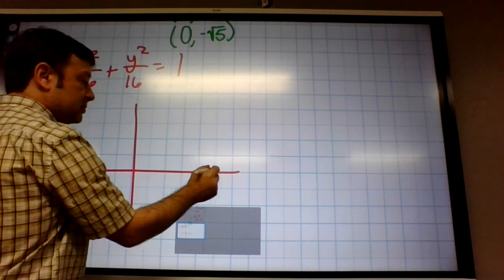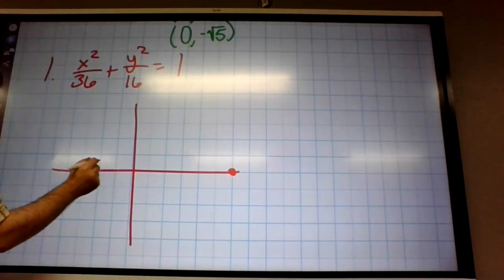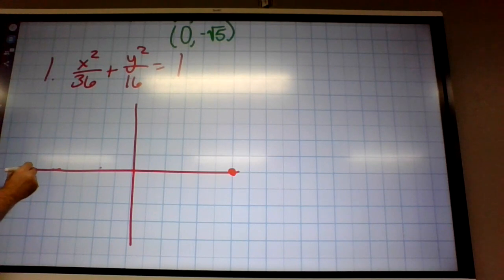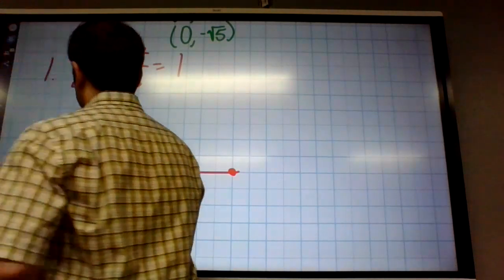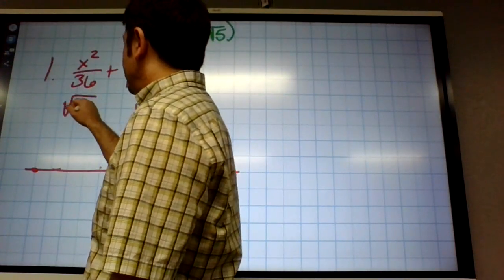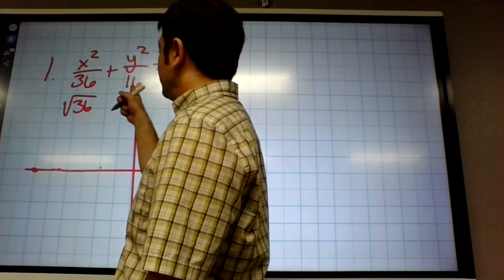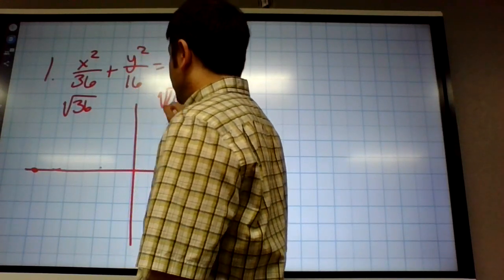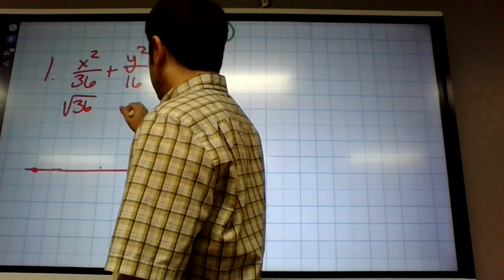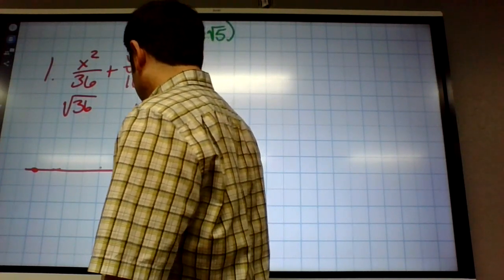So 1, 2, 3, 4, 5, 6. Go far enough backwards. 6 and negative 6. They call those the vertices. The endpoints of the ellipse. Okay. So we just did square root of 36 to find those, and where's it going to hit the y-axis? Square root of 16, so that's 4. Negative 4.